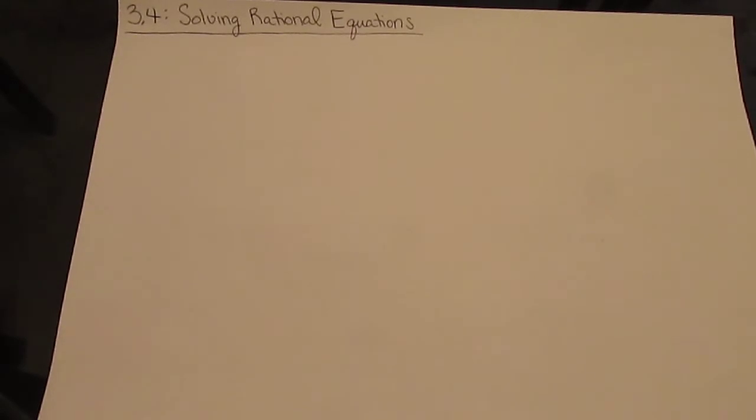Today we're working on 3.4, solving rational equations. A rational expression is a polynomial divided by another polynomial. So that's what we'll be seeing in these equations today. Let's write down a couple examples.